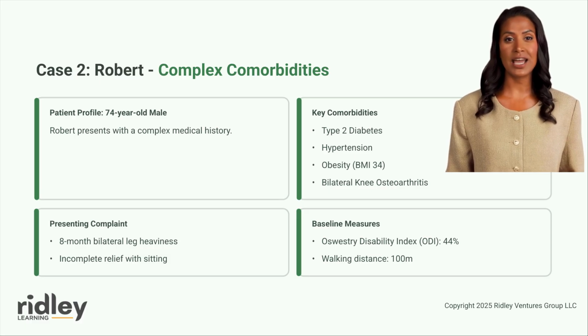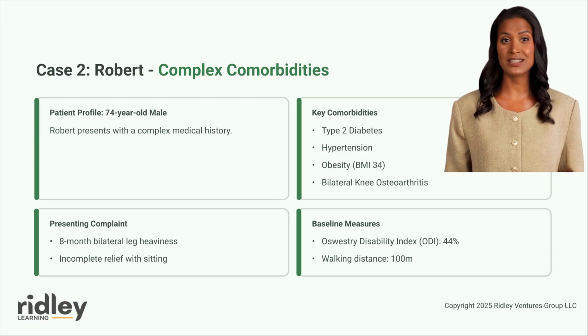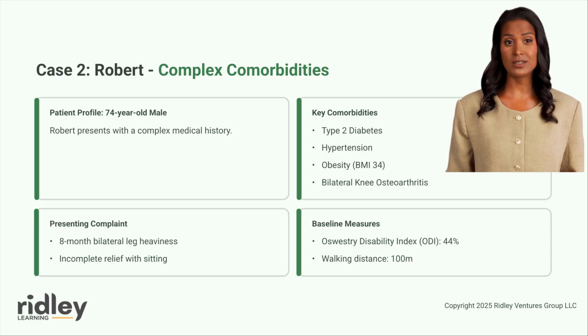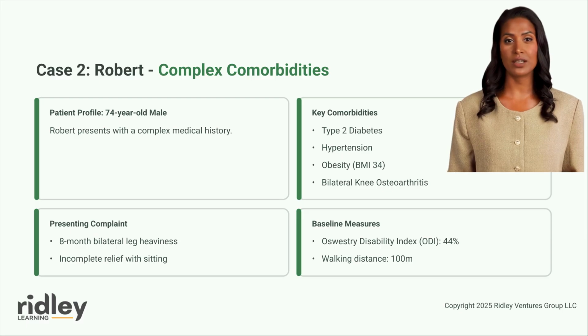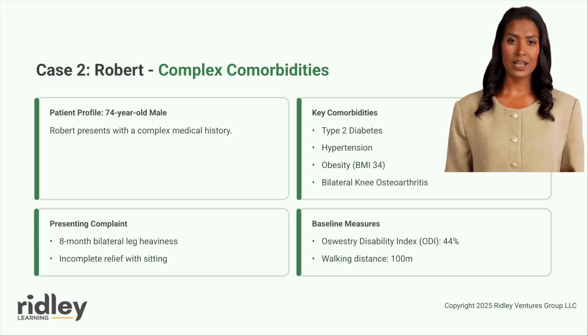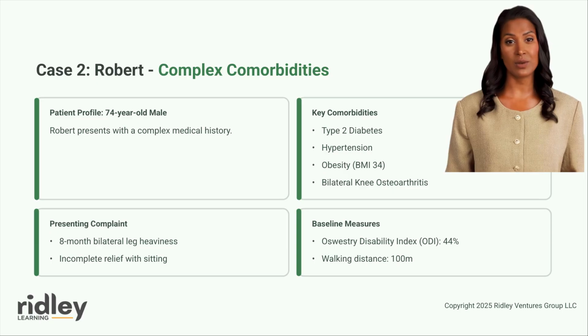He presents with an 8-month history of bilateral leg heaviness and cramping that develops with walking and prolonged standing. He reports that his symptoms are somewhat relieved by sitting, but not as completely or quickly as he would expect, and he has noticed some persistent numbness in his feet that does not change with position. His primary care physician is uncertain whether his symptoms represent lumbar spinal stenosis, diabetic peripheral neuropathy, or vascular claudication, and has referred him for evaluation and treatment recommendations.